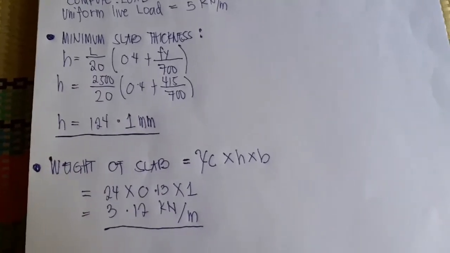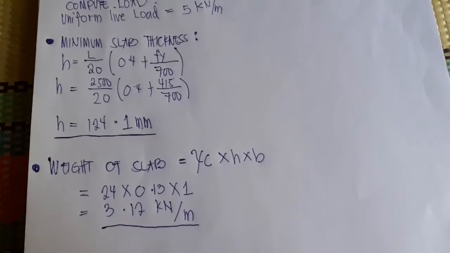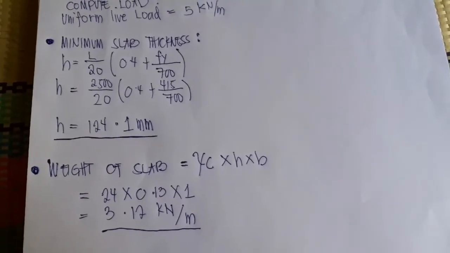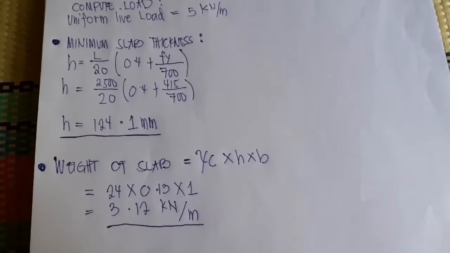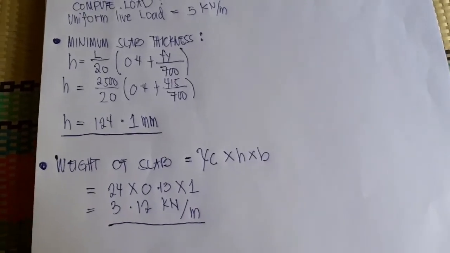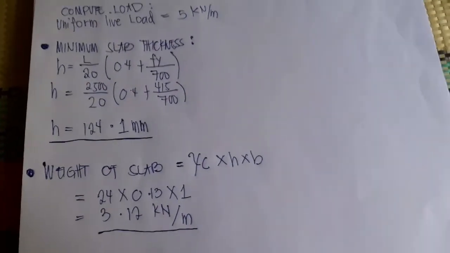Then the weight of the slab. To get the weight of the slab, it is equal to 24 times 0.13 times 1. So the weight of the slab computed is 3.12 kilonewton per meter.